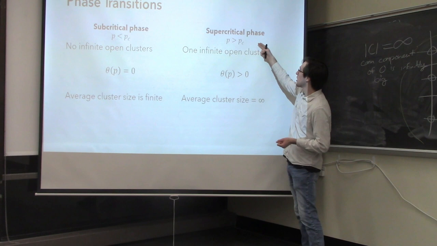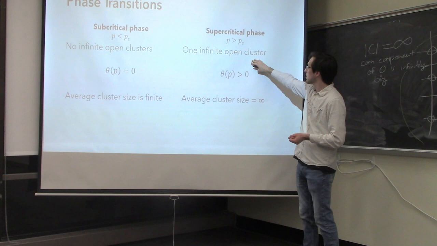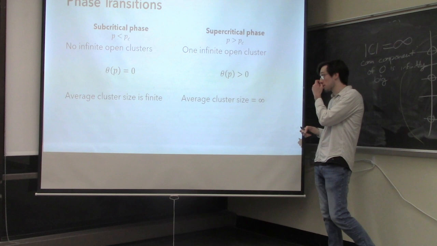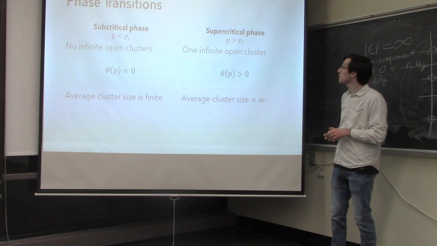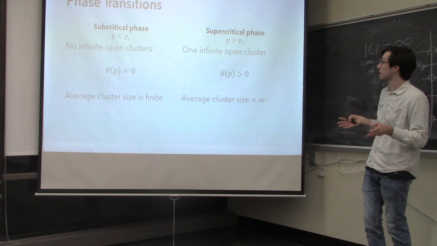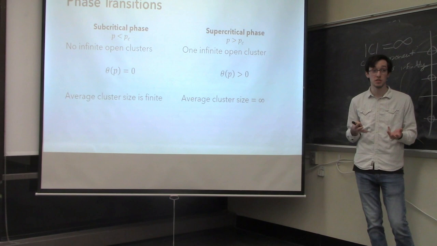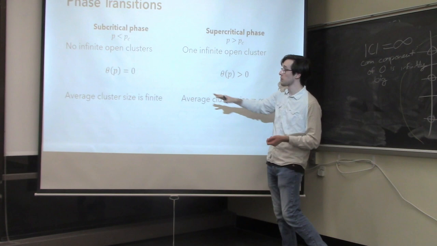On the other hand, for the supercritical phase, for P's bigger than this cutoff, it's definitely going to be true that there's going to be an infinite cluster. This probability function is going to be positive, and the average cluster size is going to be infinite, because almost surely you're always going to have an infinite cluster. So these two regimes of behavior are very distinct. In one case you have percolation, and in the other case you don't. In statistical physics, this is reminiscent of how they model phase transitions, where above a certain temperature you have one regime of behavior, and below it you have a different regime of behavior.